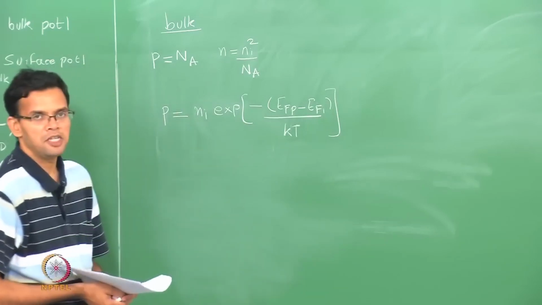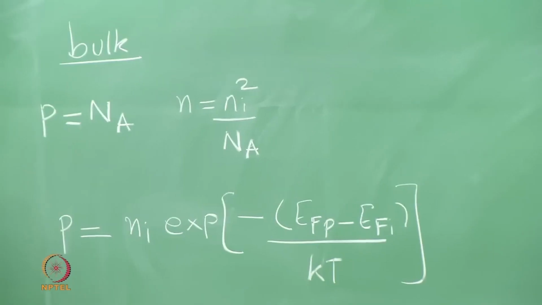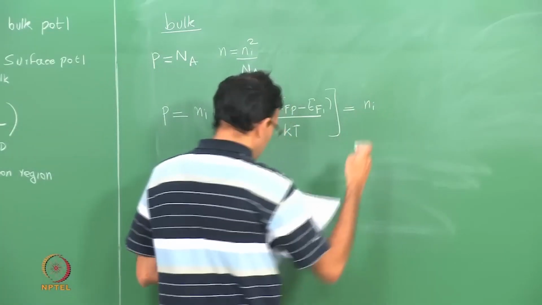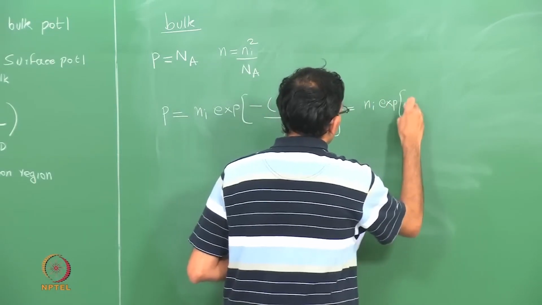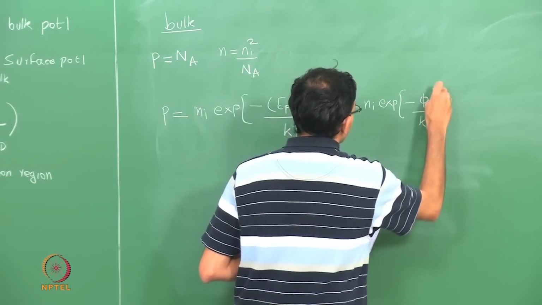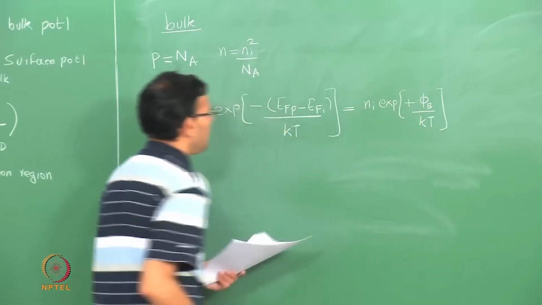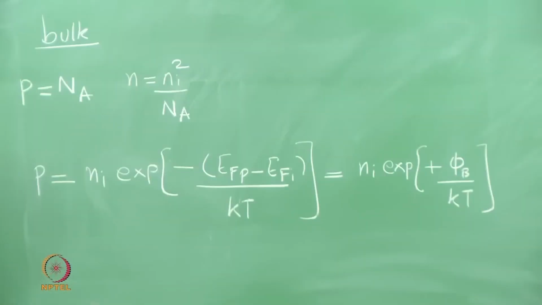So this we have seen before. EFP minus EFI is nothing but the bulk potential. So this is Ni exponential minus phi b over kT, or actually this should be plus phi b, because it is minus EFP minus EFI, which is minus phi b. So it is plus phi b over kT.